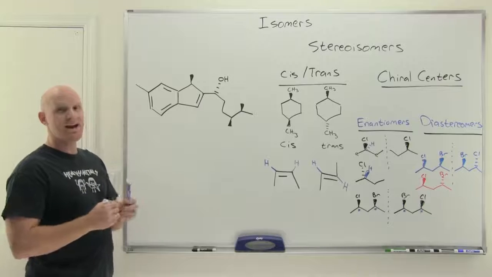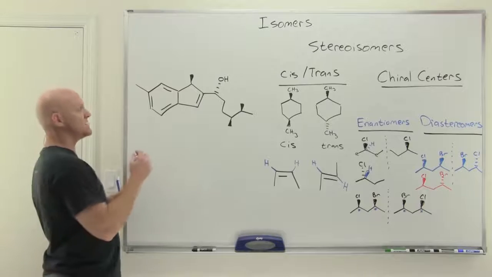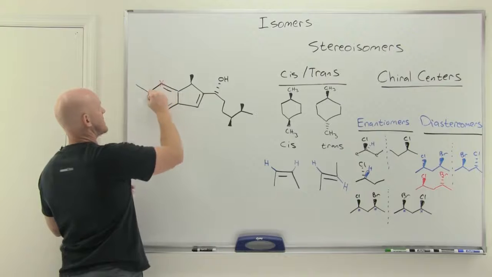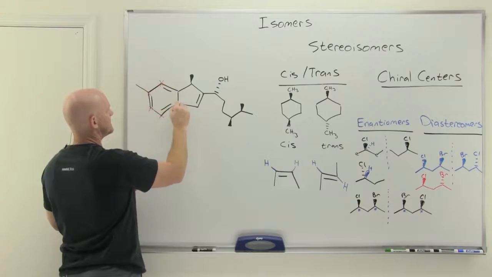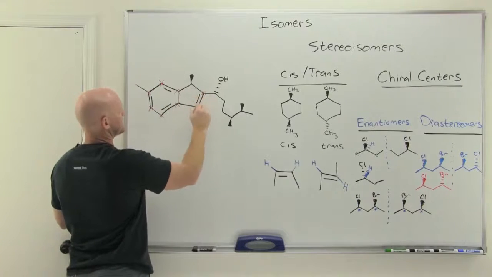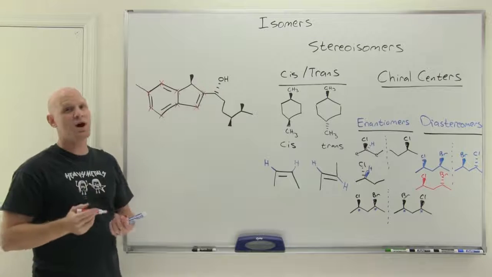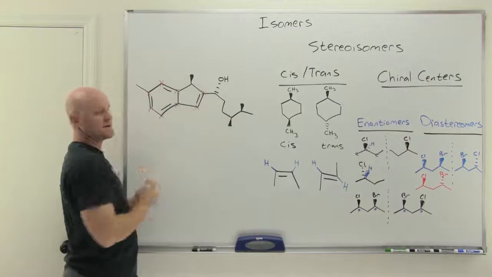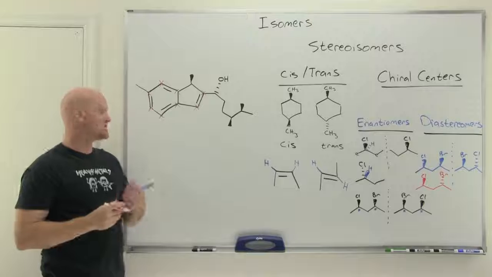As a result, I can cross off all the sp2 and sp hybridized atoms. So this one's out, this one's out, this one's out, this one's out, this one's out, this one's out, this one's out, this one's out. Those are all sp2 hybridized atoms having pi bonds, right? So they can't be chiral centers, so we'll rule them out.